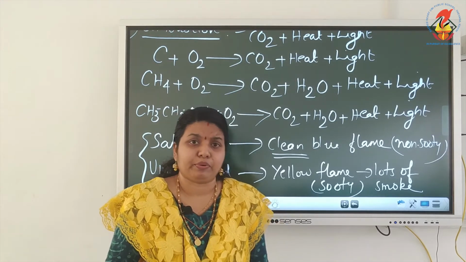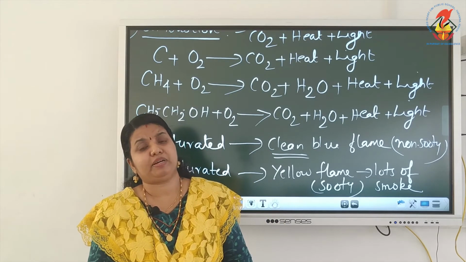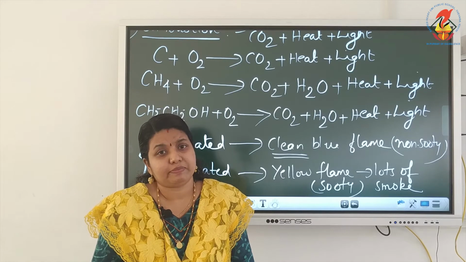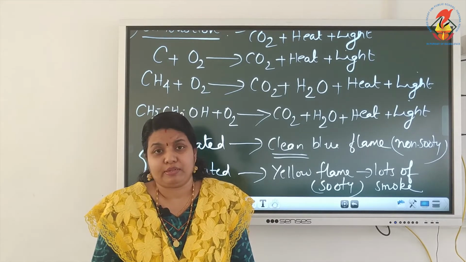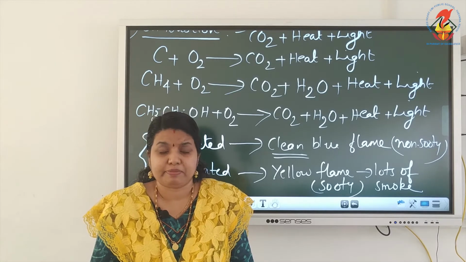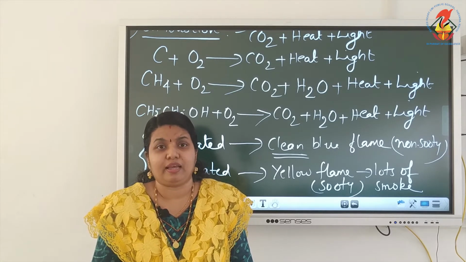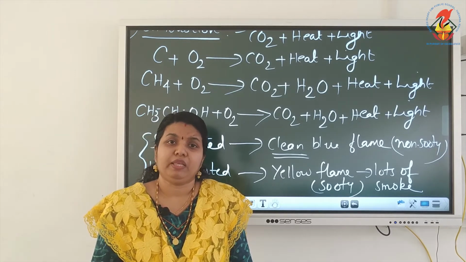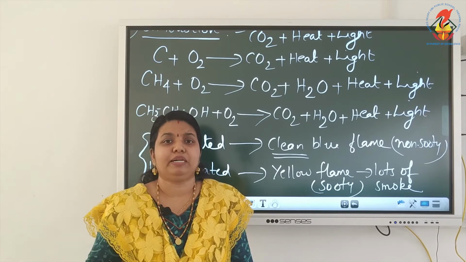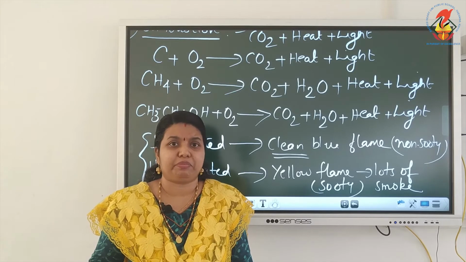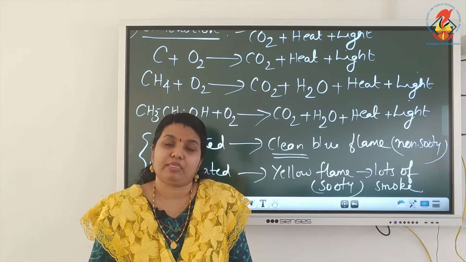Now, when is a flame produced? What type of substances burn with a flame? Some substances burn with a flame like a candle, then LPG, kerosene, all these burn with a flame. Substances like charcoal, coal, etc., do not produce a flame. Initially, they will glow in red color, then they burn without a flame. So, some substances burn with a flame, some burn without a flame.